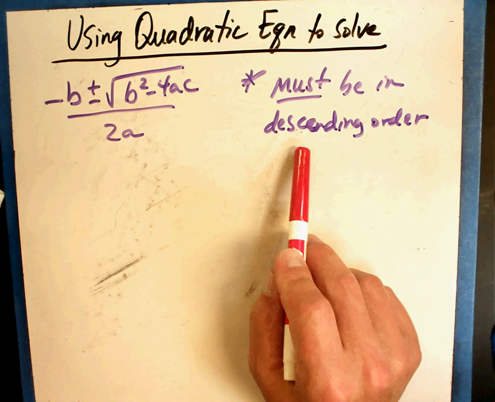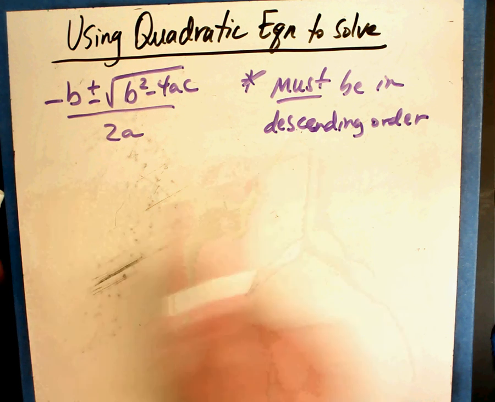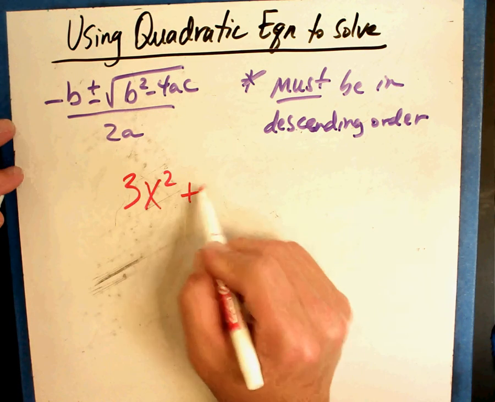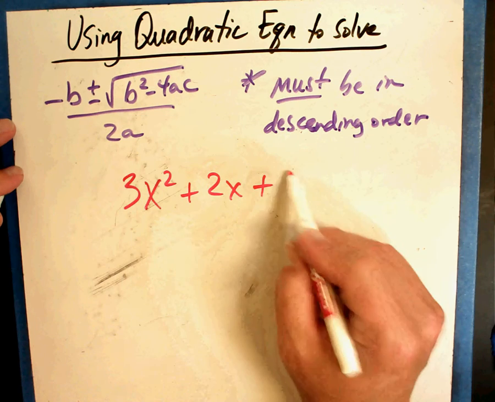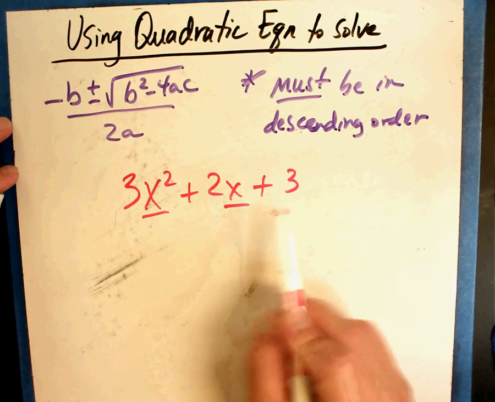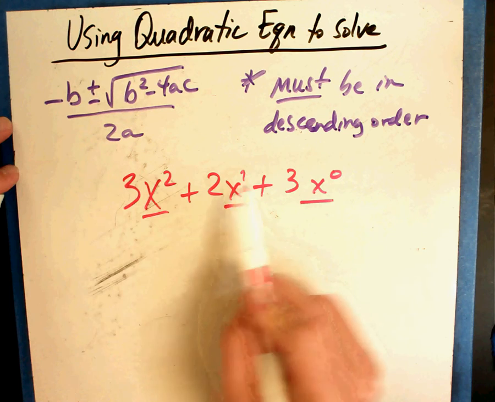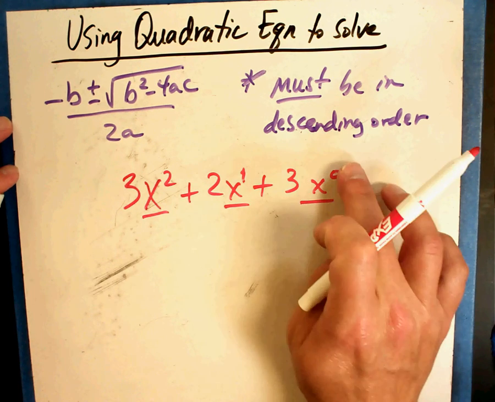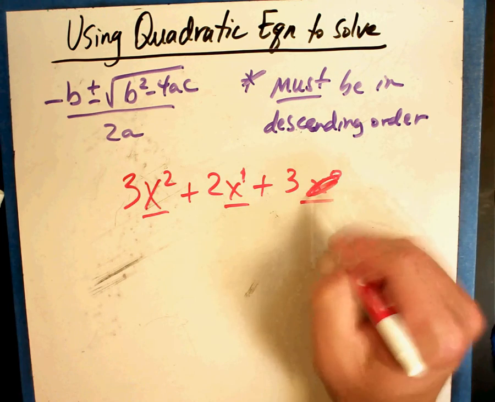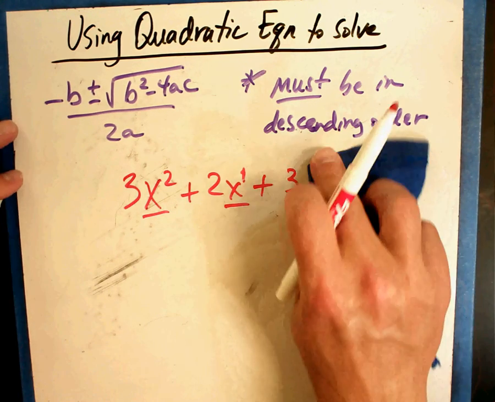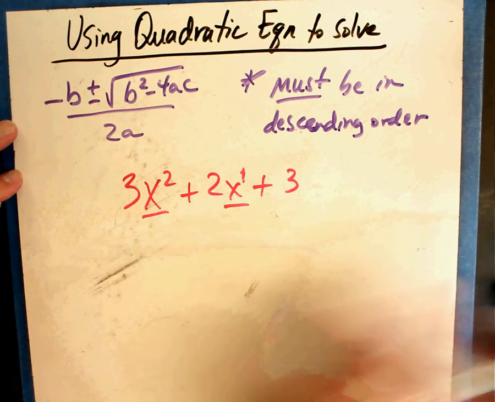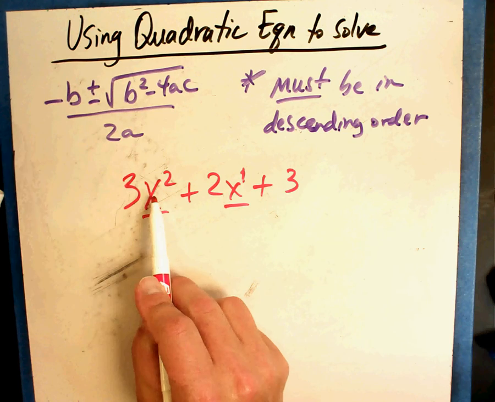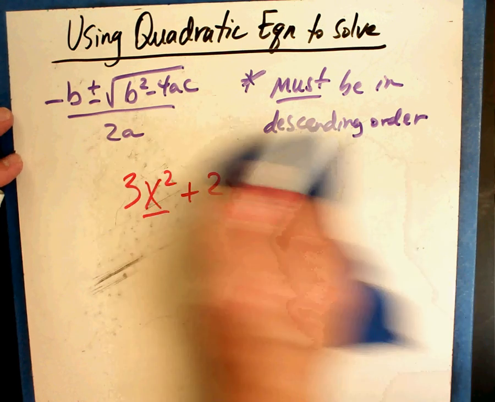The other thing that's super important is it must be in descending order. So whenever you have an equation, so let's say it's 3x squared plus 2x plus 3, you have to be in descending order. So x squared, x to the first, x to the 0. Now x to the 0 equals 1, so that's gone. So it's really never ever written, but it has to be in descending order. If it's not in order, put it in order first. Highest power, so it'll be squared, and work down, and then you'll be able to use this.